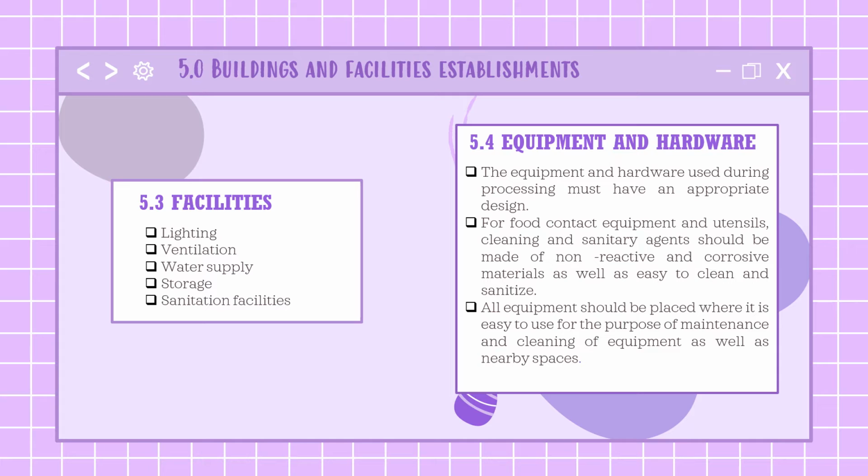5.4 Equipment and hardware. The equipment and hardware used during processing must have an appropriate design. Food contact equipment and utensils, cleaning and sanitary agents should be made of non-reactive and non-corrosive materials, as well as easy to clean and sanitize. And the last one is that all equipment should be placed where it is easy to use for the purpose of maintenance and cleaning of equipment, as well as nearby spaces.